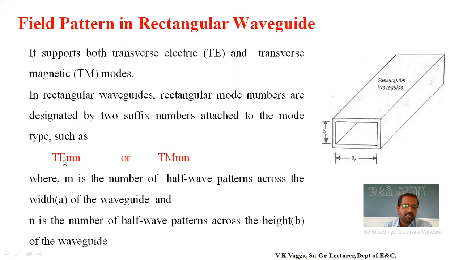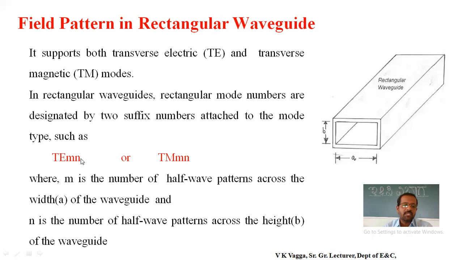So if you write TEmn, the value of M indicates the number of half wave patterns. How many half cycles it consists of in the A wall. In the A wall, it is going to represent the alphabet M. So if it consists of only a single half wave, the value of M is equal to 1. If it consists of two half waves, the value of M is equal to 2. In the same way, if it consists of four half waves, the value of M is equal to 4.